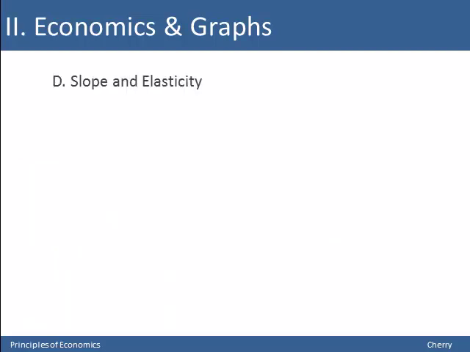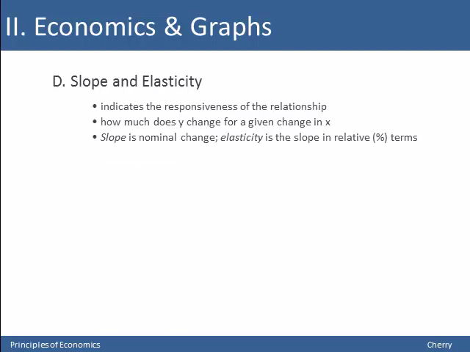Alright, so another issue is slope and elasticity. Slope indicates the responsiveness of the relationship. Before we talked about a positive and negative relationship, meaning that if one goes up, the other one goes up or down. What slope allows you to do is be more precise. So you can actually say, well, what if x goes up by a certain amount? Then you can say that y will change by a specific amount. So it gives you more precision in the interpretation.